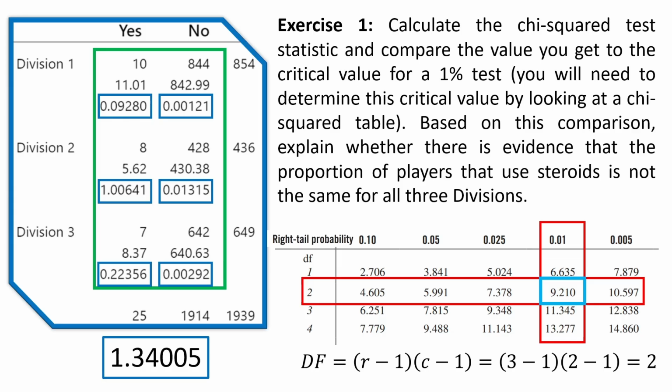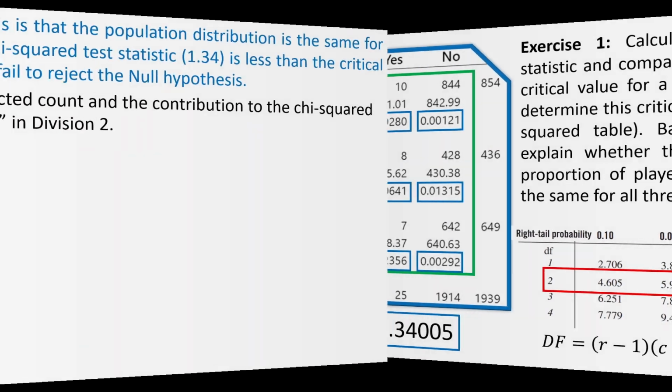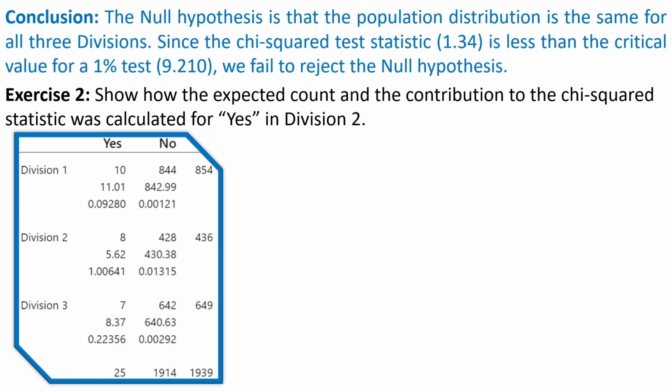1.34005. And so what can we conclude? What can we conclude by this comparison of the test statistic with the critical value? We can conclude that the null hypothesis, the null hypothesis is that the population distribution is the same for all 3 divisions. Since the chi-squared test statistic is less than the critical value for a 1% test, we fail to reject the null hypothesis at 1%.